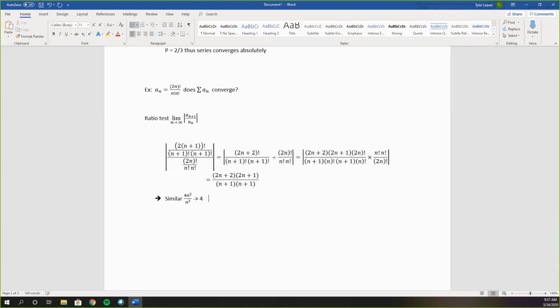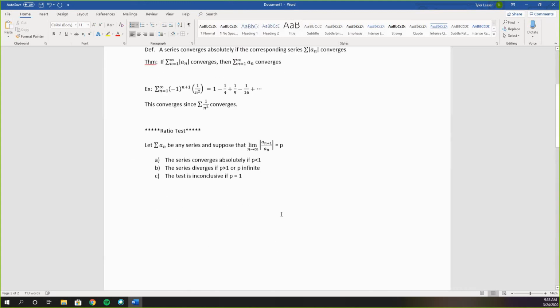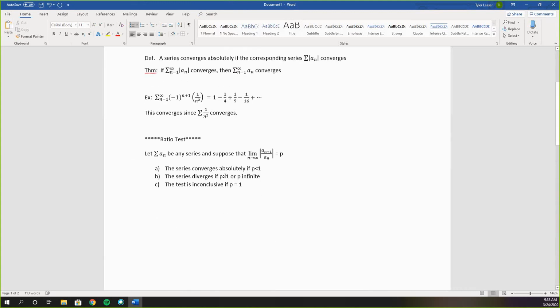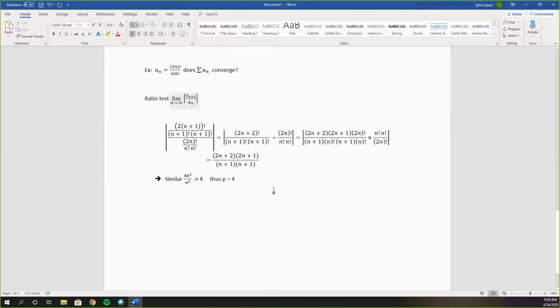Don't forget that this is my p-value. So thus, p is equal to 4 from the ratio test. So if I go back up to the rules for the ratio test, my number p came out to be 4, which is bigger than 1. That tells me that this series up top diverges.